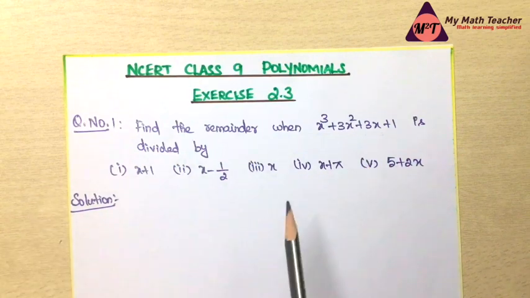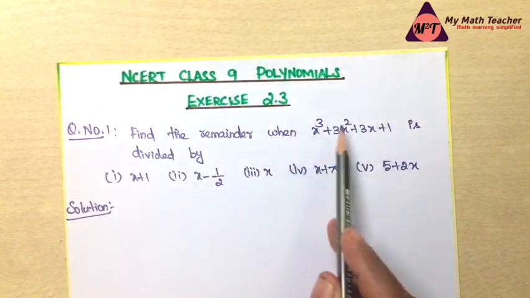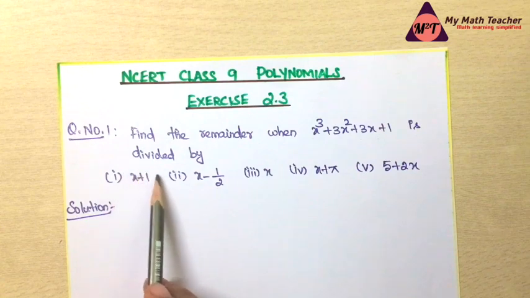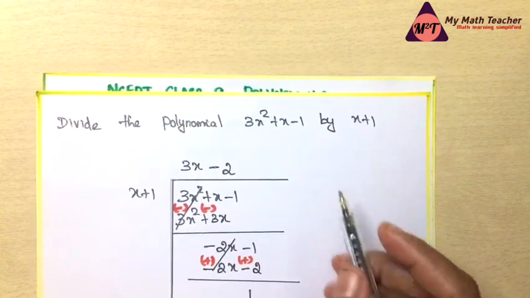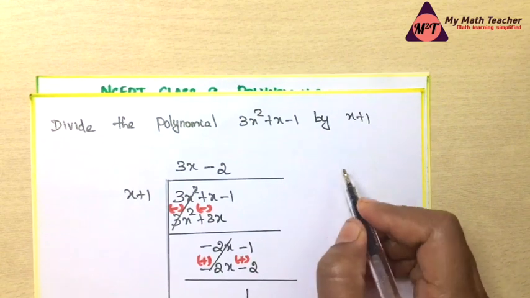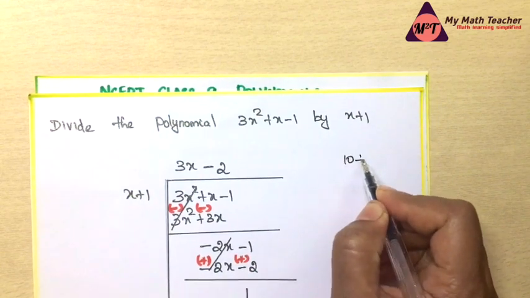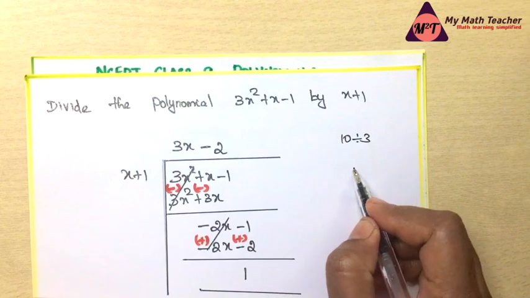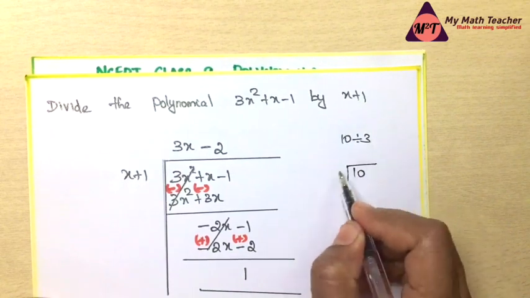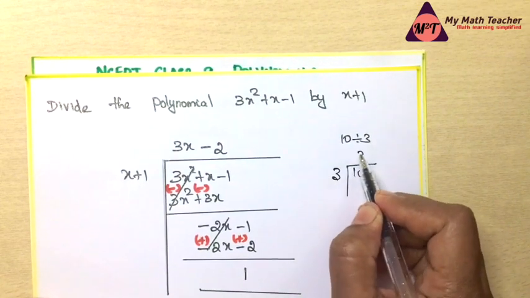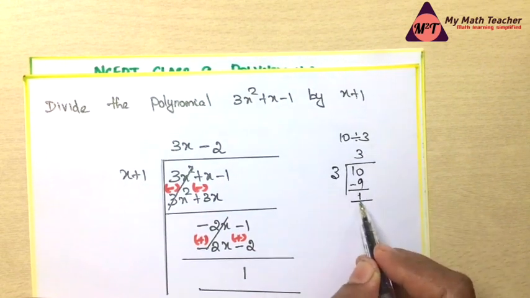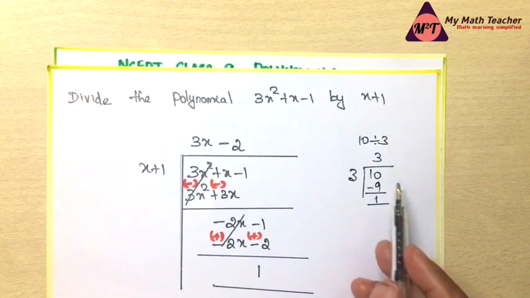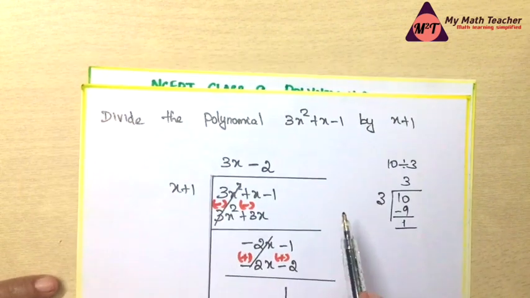Now the meaning is we have to divide this polynomial by each one of them and find the remainder. This is the same as the normal division which we do. Let us take an example, 10 divided by 3. What we do, 10 will be divided by this number 3. We know 3 3s are 9. We have quotient as 3 and the remainder as 1. The same we are going to do with the polynomial.